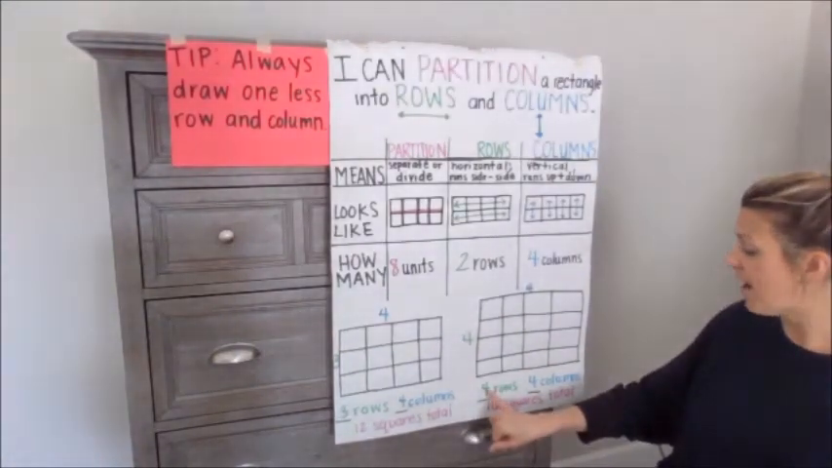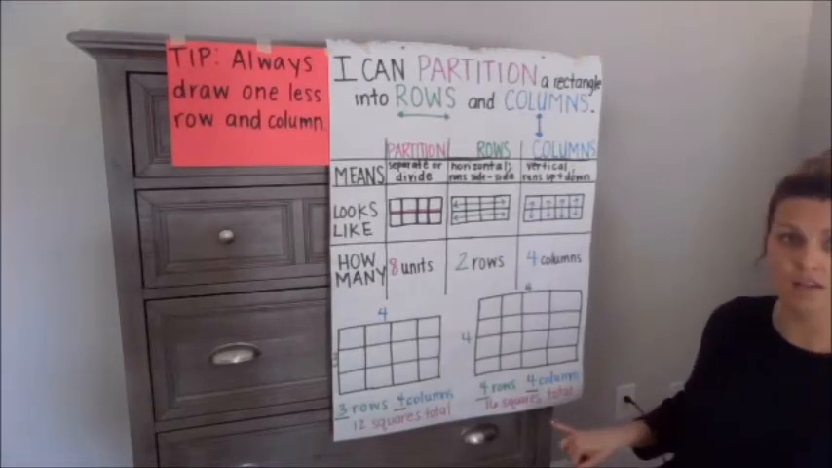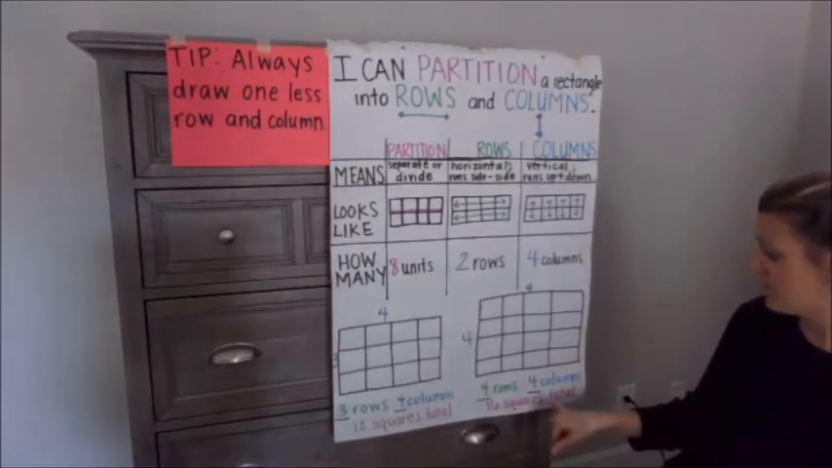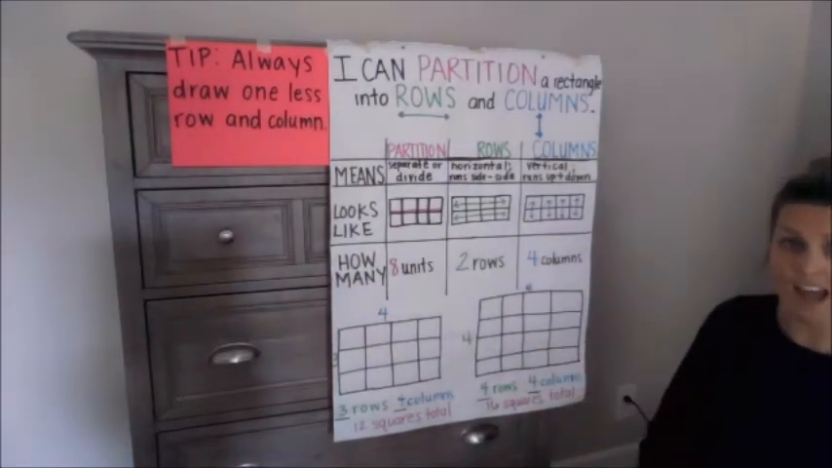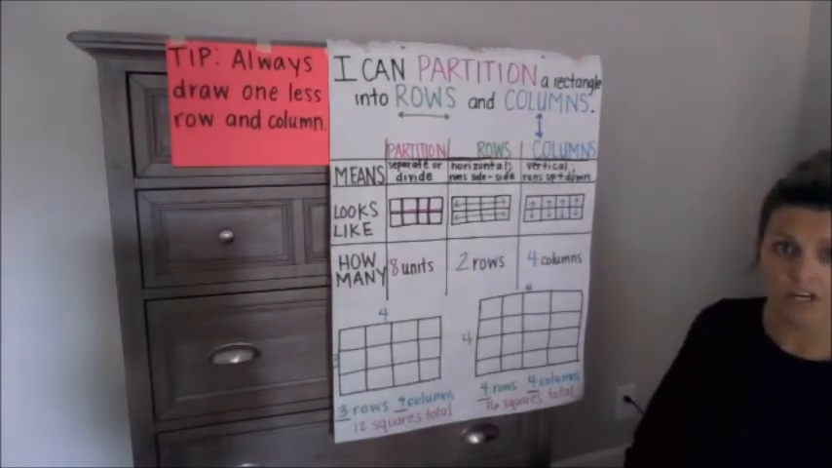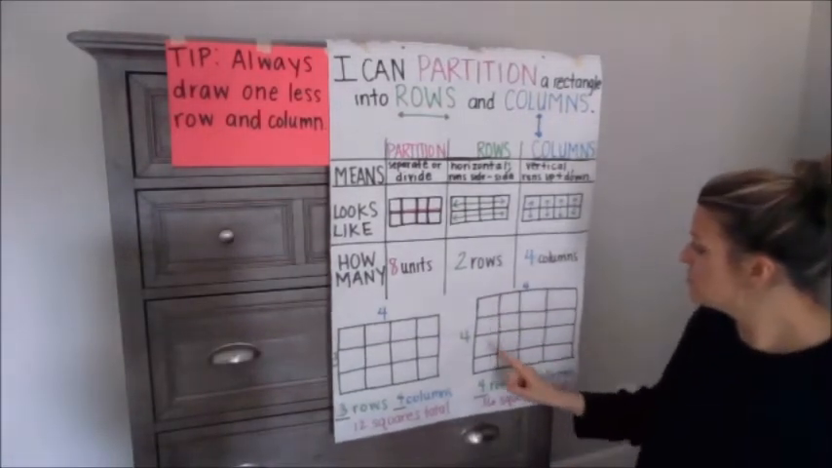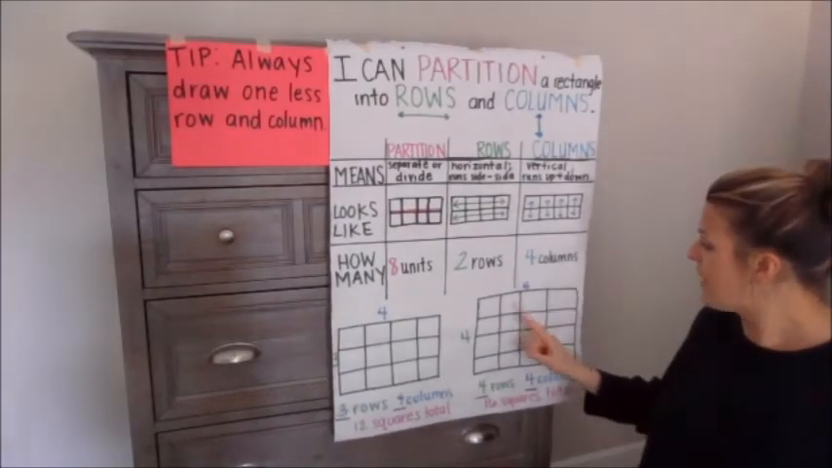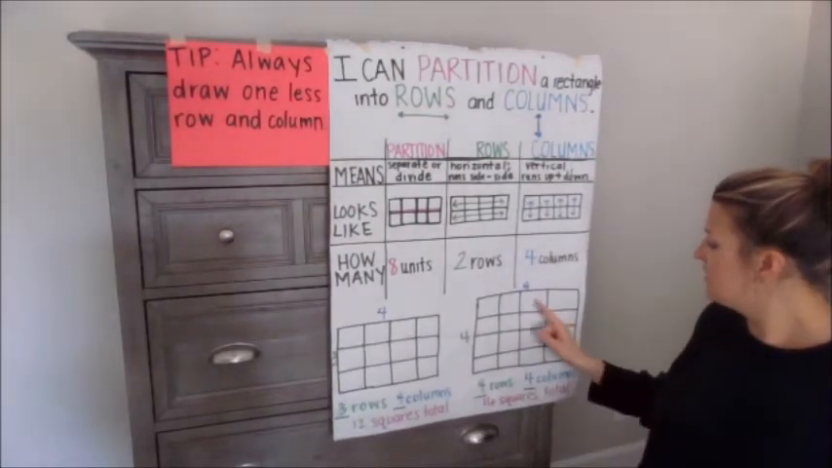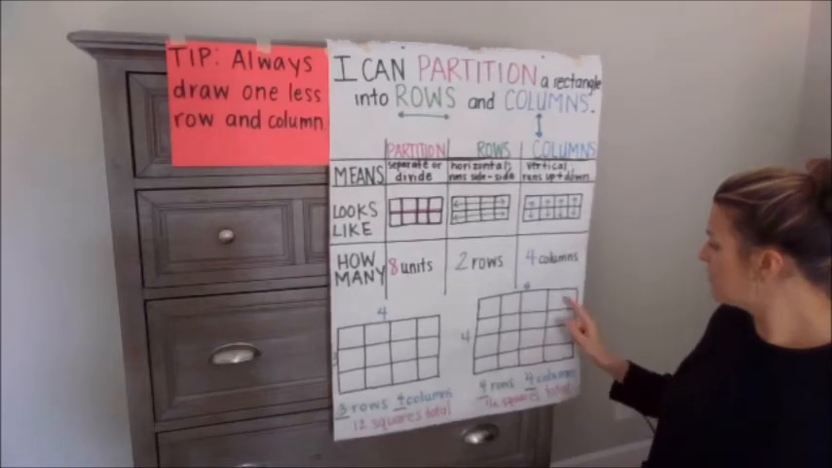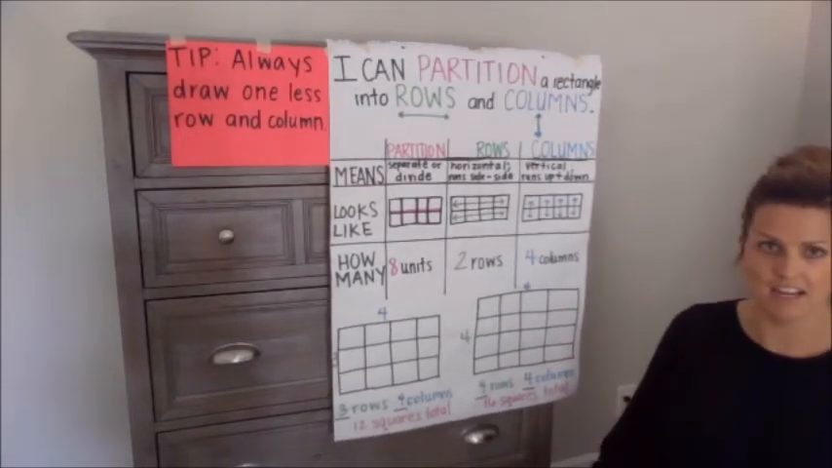So altogether I have 4 rows, 4 columns, and then a total of 16 squares. If we count them together, we're going to come up with 16 squares. So let's go ahead and do that. 1, 2, 3, 4, 5, 6, 7, 8, 9, 10, 11, 12, 13, 14, 15, 16.